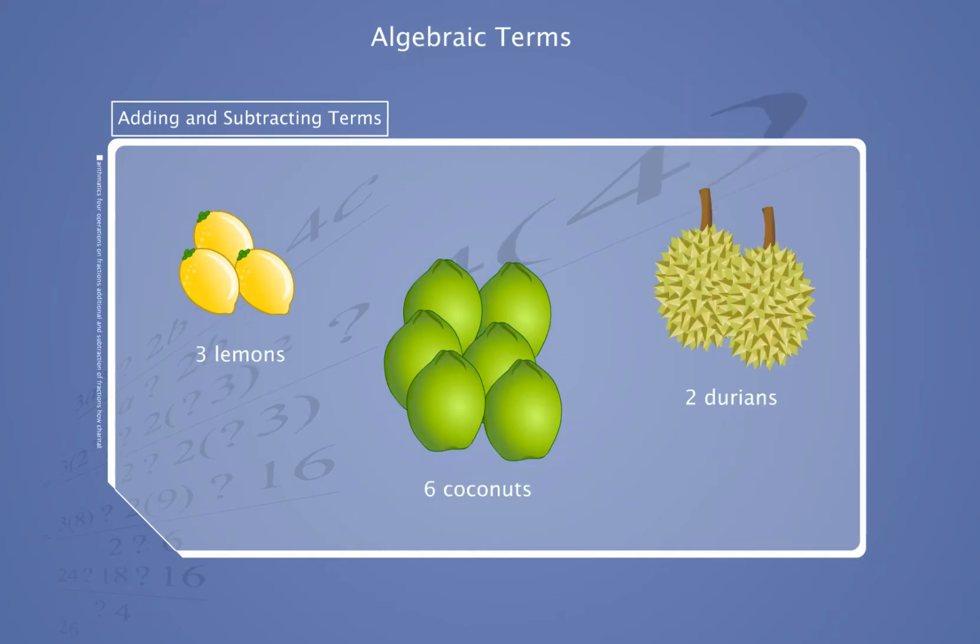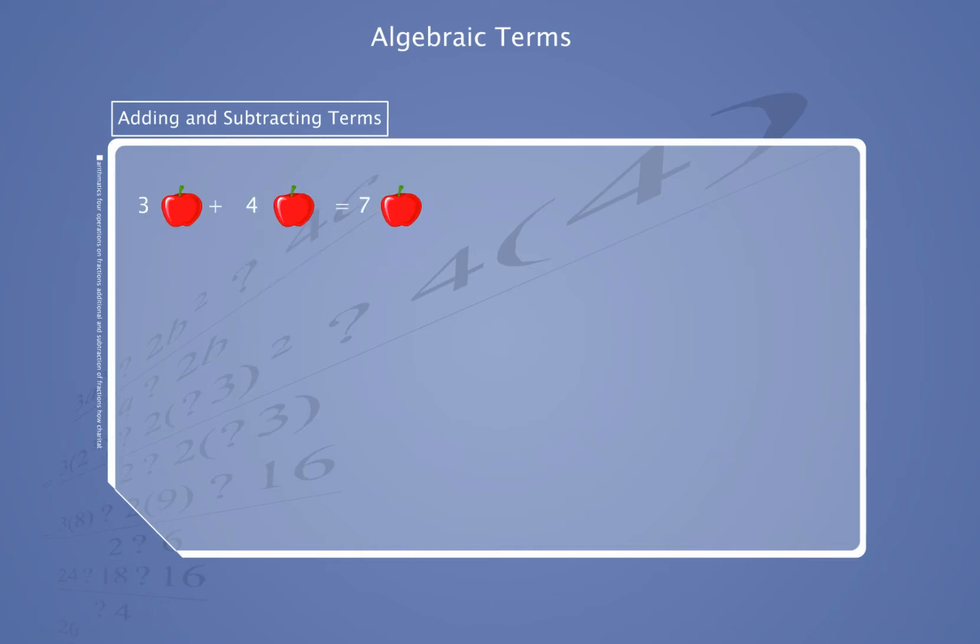When we do addition or subtraction, we always add or subtract the quantity of the same kind of object. For example, 3 apples and 4 apples give 7 apples. In algebra, we also add or subtract algebraic terms of the same kind. 3x and 4x are called like terms.